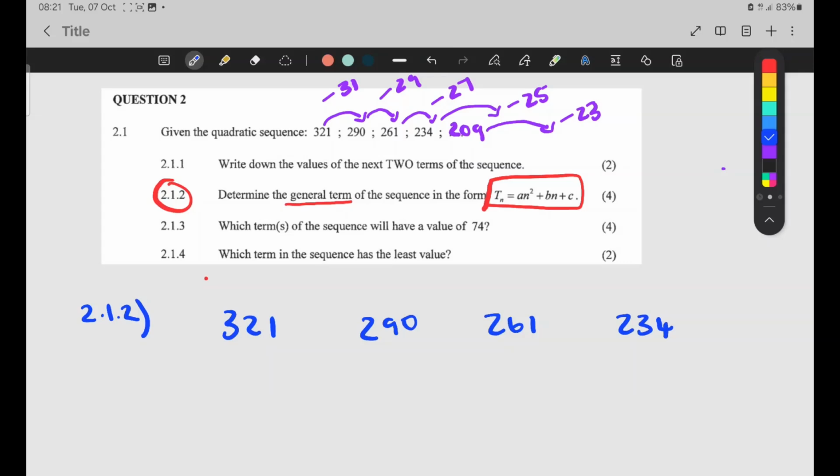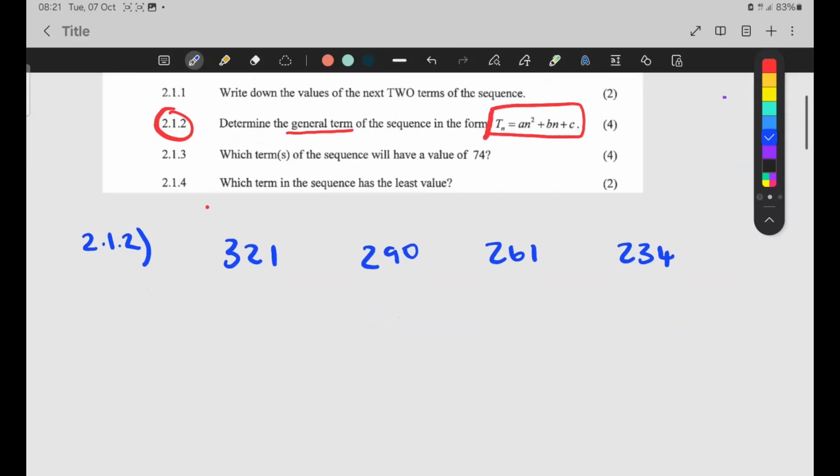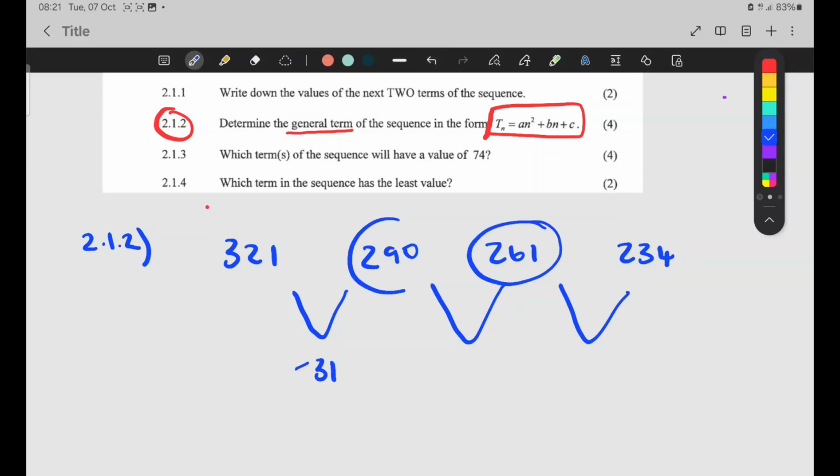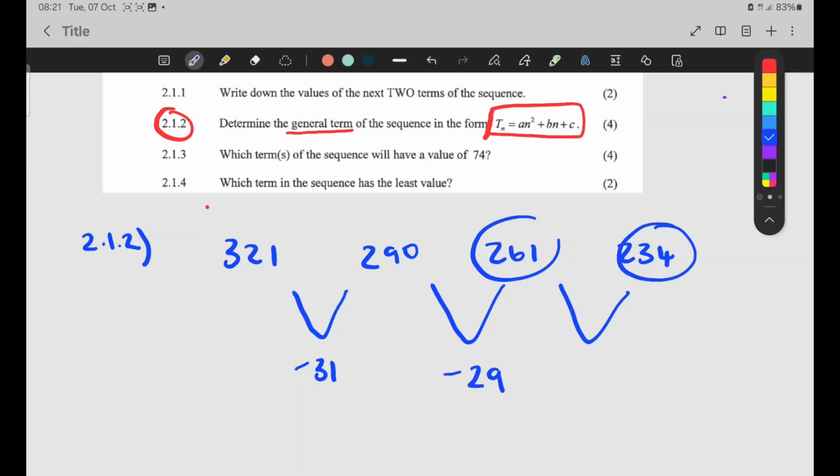Then I'm first going to do the first difference. So I'm going to say this minus this gives me this number over there. So that number over there is negative 31. And then I say this minus this, and that will give me negative 29. And then this minus this will give me negative 27.